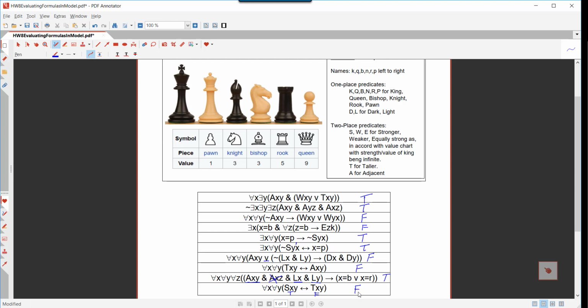Okay, so semantics and predicate logic is a bit tricky sometimes, a bit tedious, really forces you to develop a strong understanding of the meaning and therefore the truth conditions of predicate logic formulas.